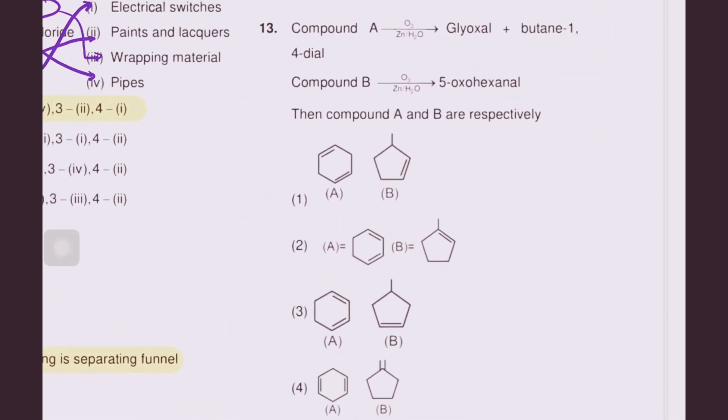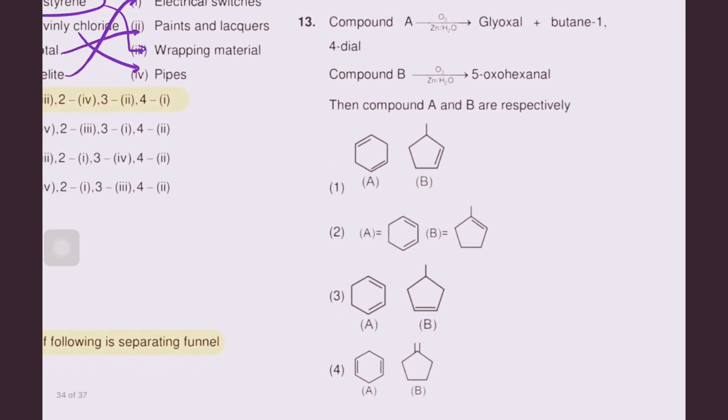That's question number 13. A compound A, which undergoes reductive ozonolysis, gives you glyoxal, that is CHO-CHO, and butane-1,4-diol. So 1, 2, 3, 4, butane-1,4-diol. This one. Okay, aldehyde. Compound B gives you 5-oxohexanol. So 1, 2, 3, 4, 5, 6. It is an aldehyde, and 5-oxo is this one.